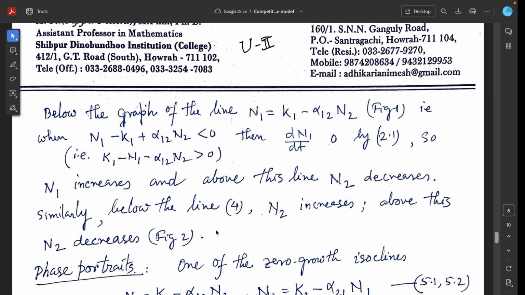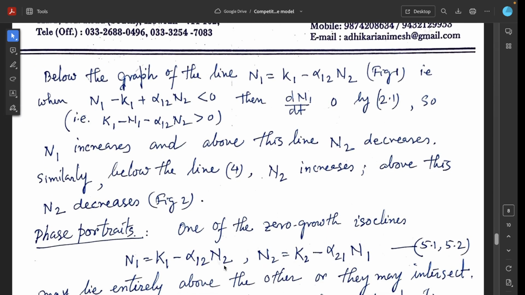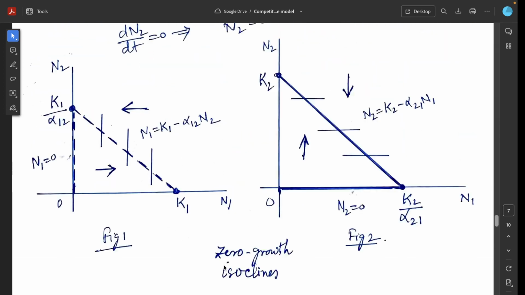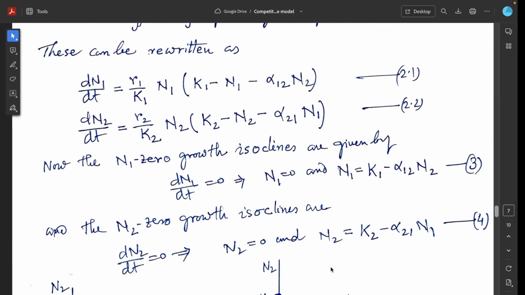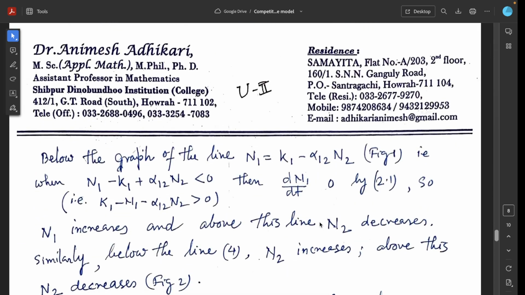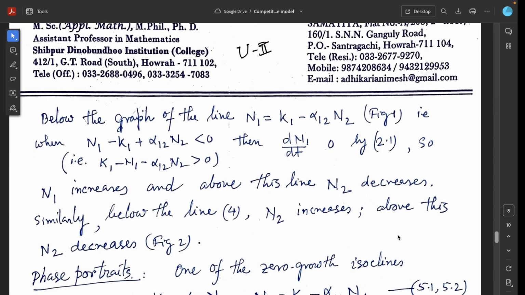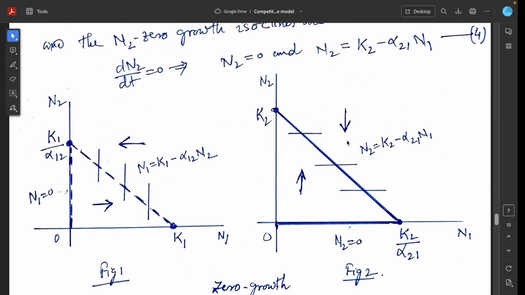Similarly, for the second line, below the line N2 increases. In a similar way, above this line N2 decreases, and N2 decreases is this downward arrow.